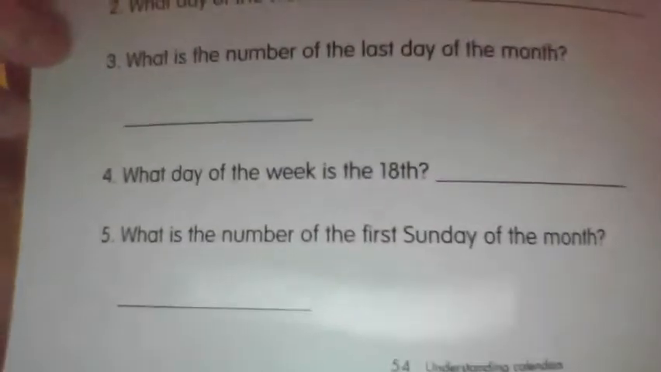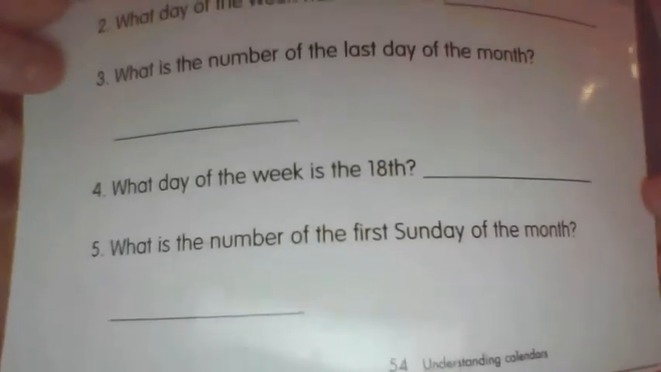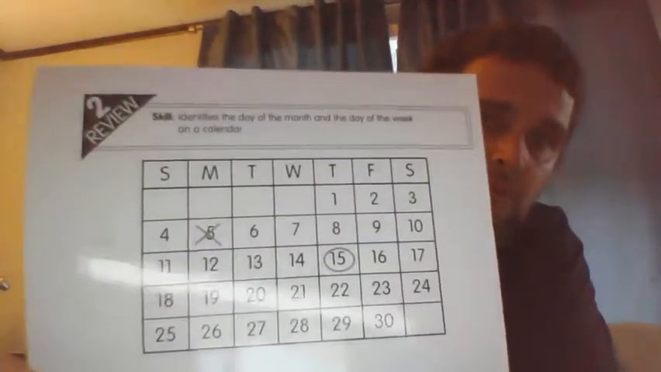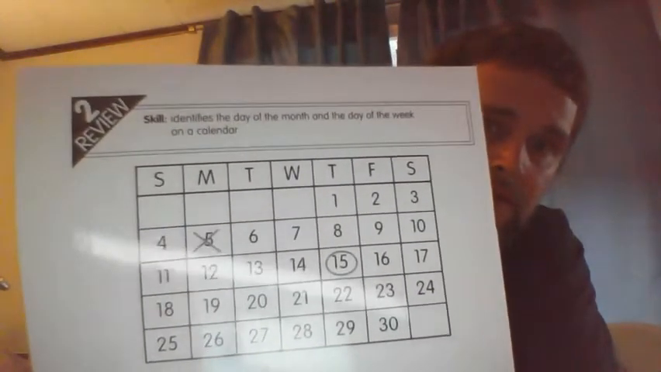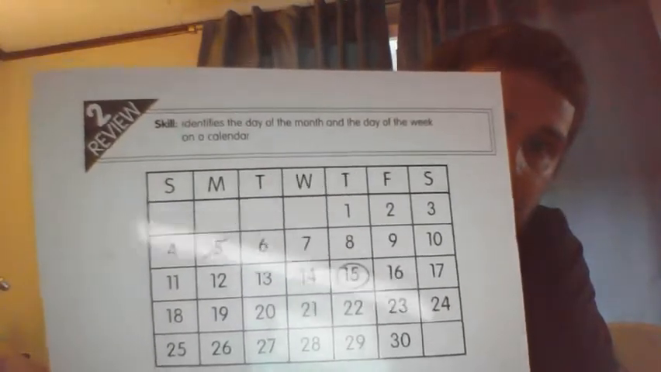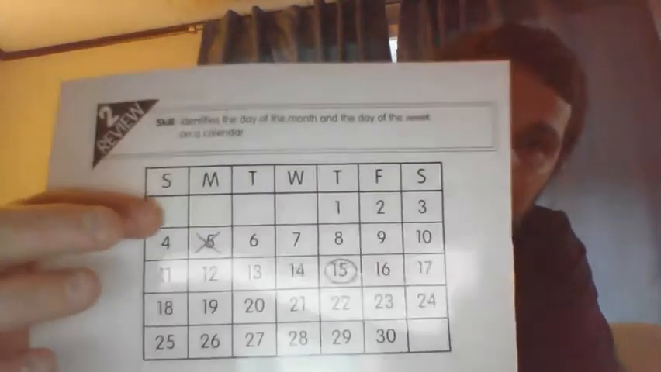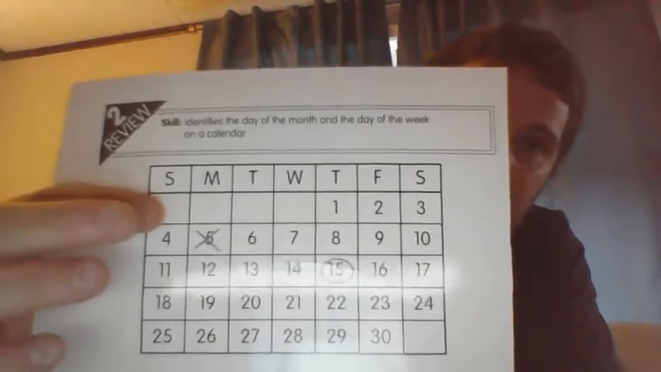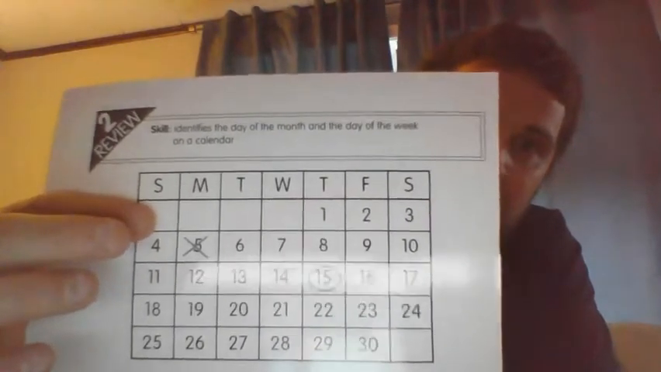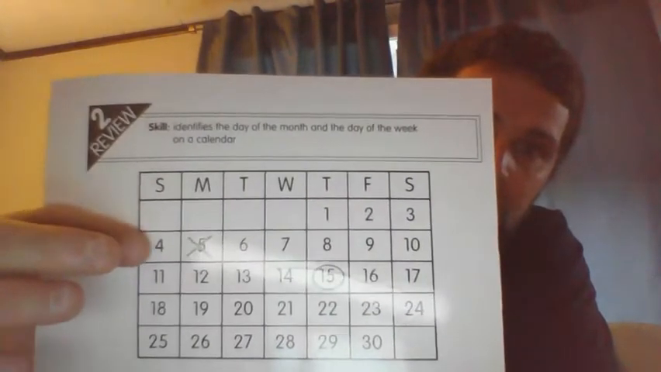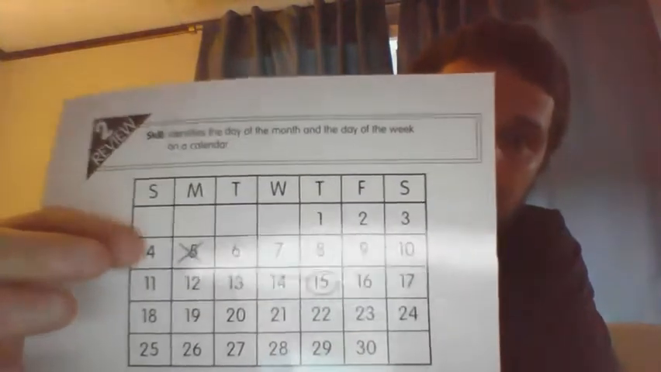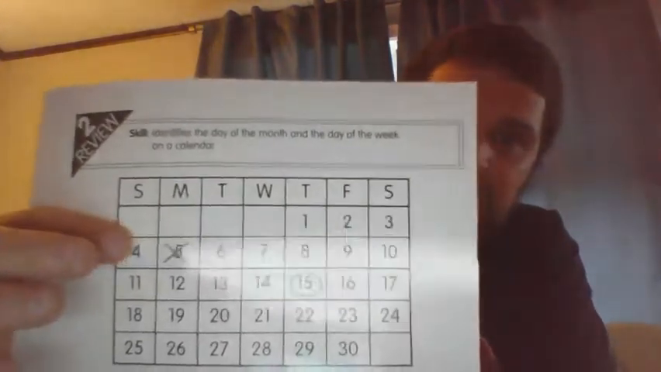All right, and lastly, what is the number of the first Sunday of the month? Okay, so the first Sunday of the month falls on what number? All right, so the Sunday and the first Sunday. Well, here there's not a number, so you know that's not it. You go down. What number is that? 4. The 4th. So the 4th is the first Sunday of the month. All right. So good job, bud.